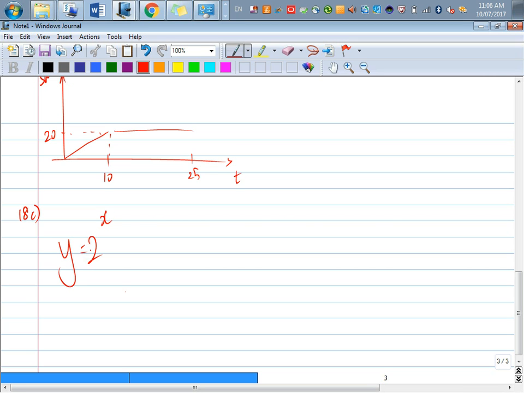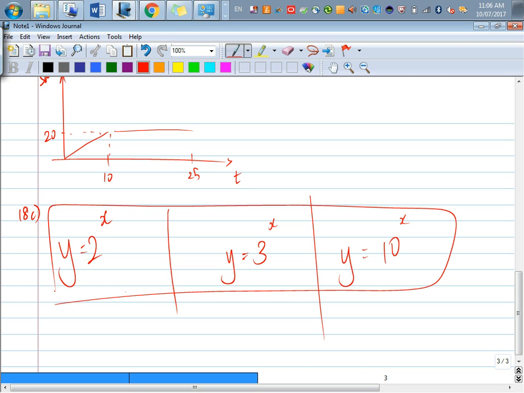For some strange reason, by coincidence, almost everybody got this answer. Y equals to 2 to the power of x. When there are so many other possibilities, for example, y equals to 3 to the power of x. Y equals to 10 to the power of x. All these are possible values because they have the same shape. And all of these, when x equals to 0, y equals to 1. And you can see that in the graph, the y-intercept is 1. So all these are possible results that we can have.